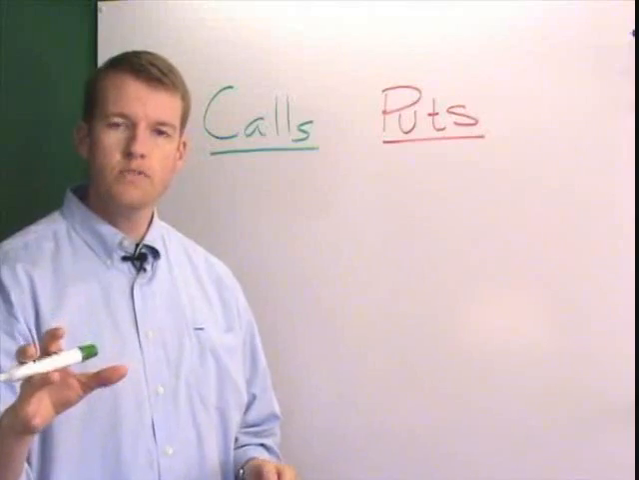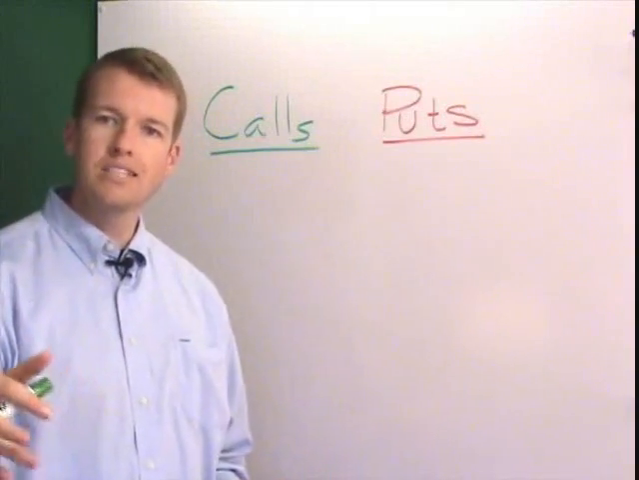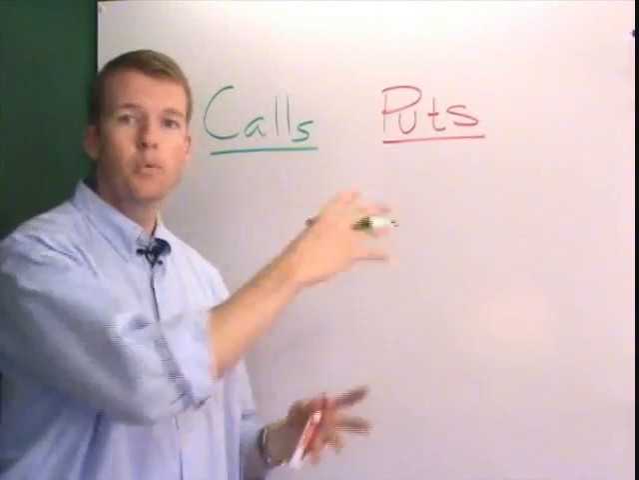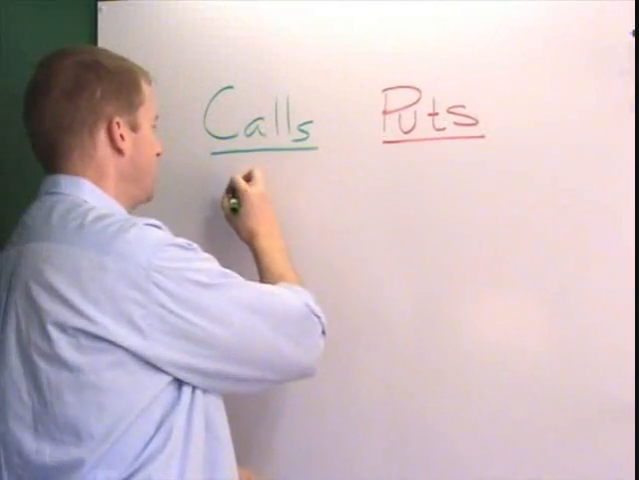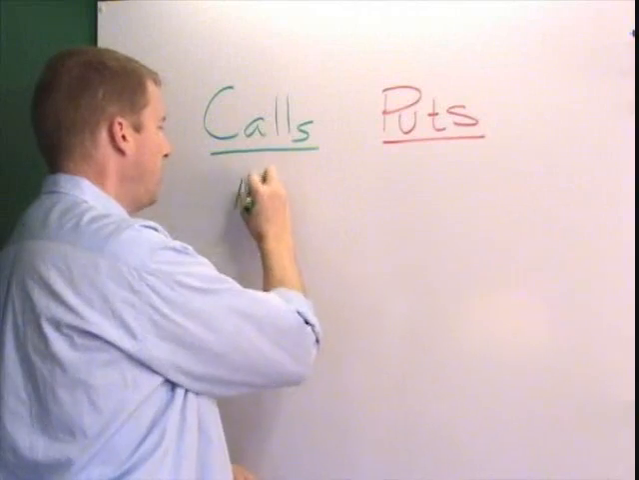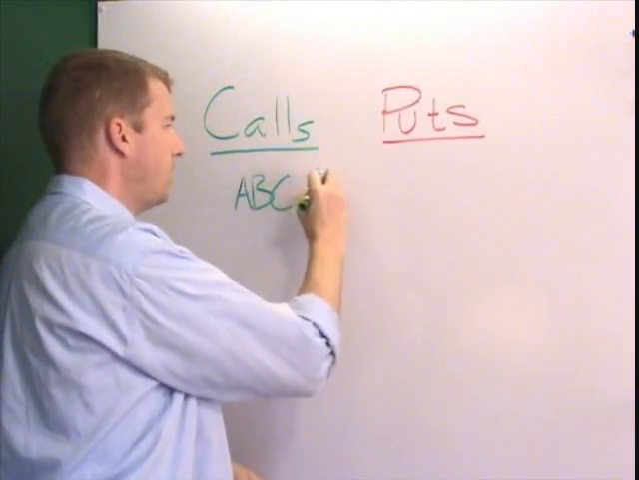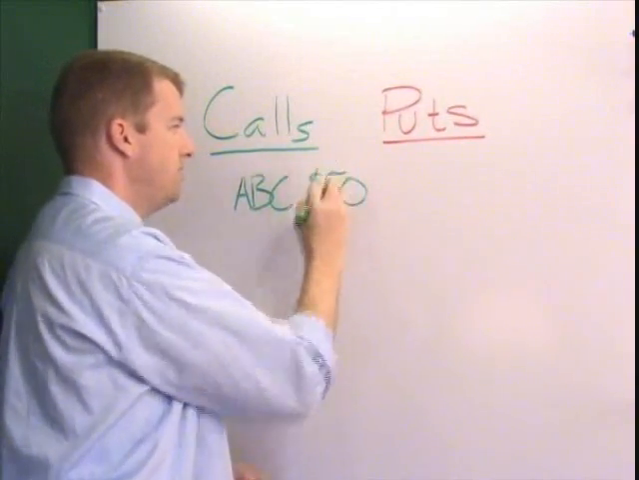So we're going to look at calls first and think about what the rights are that we're actually buying with a call and what the rights are that we're buying if we're buying a put. So let's say, for example, that we're looking at a call on stock ABC. Now, stock ABC currently is priced at $50.